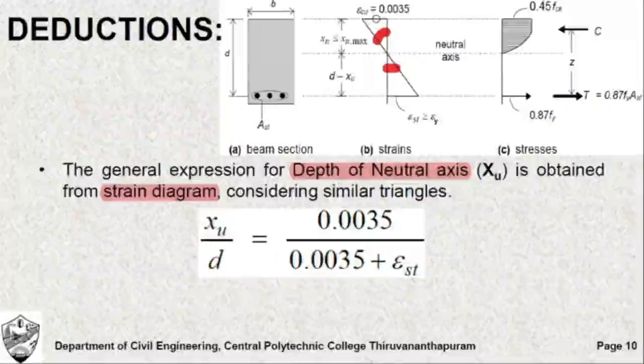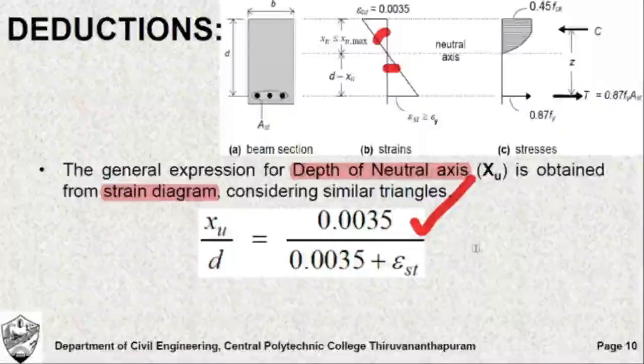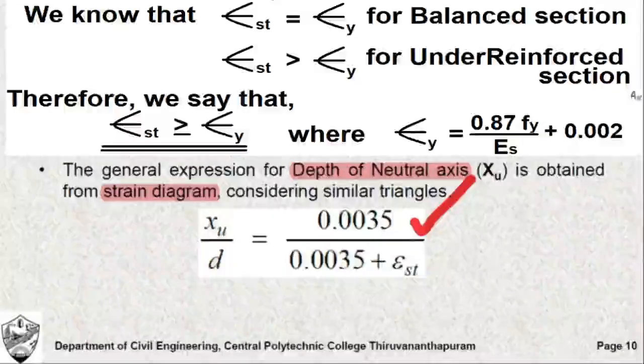Now how do we express the similarity? The opposite side by adjacent side of both the triangles are equated to find the depth of neutral axis. So we get an expression xu by d is equal to 0.0035 divided by 0.0035 plus epsilon st. To determine the depth of neutral axis xu, we want to find epsilon st. We know it is greater than or equal to epsilon y, or greater than or equal to 0.87 fy by Es plus 0.002.